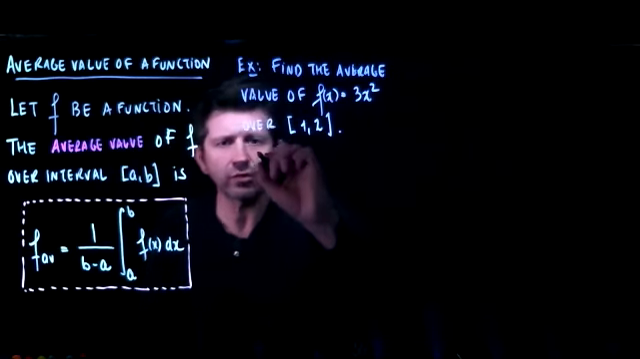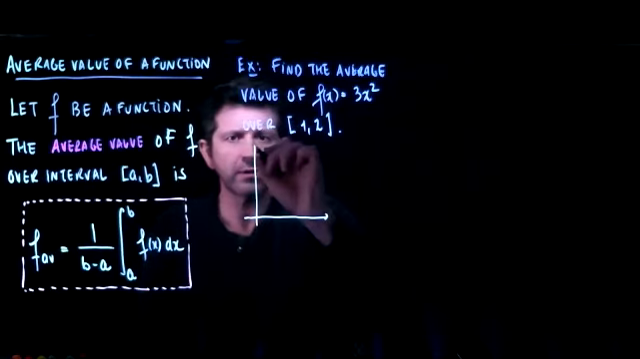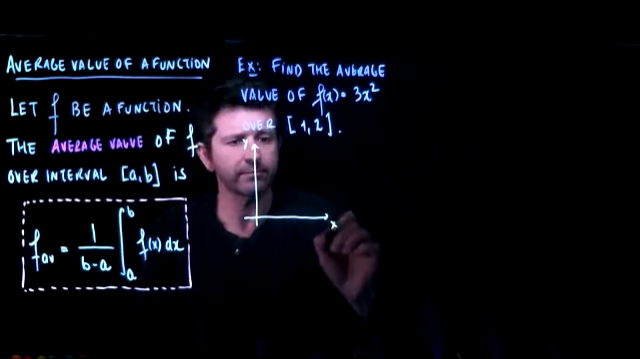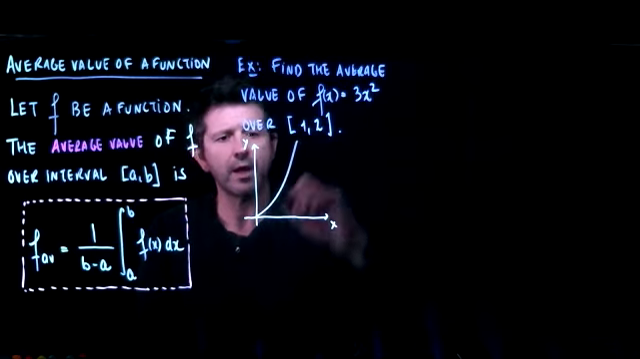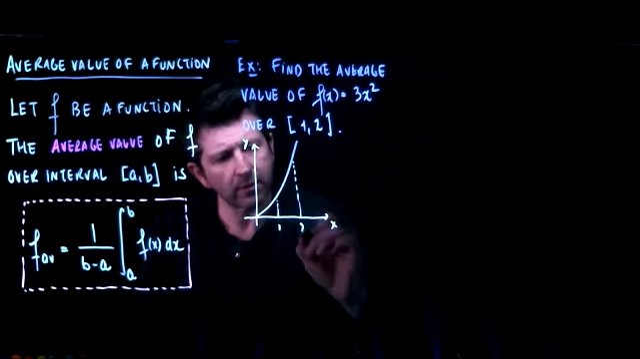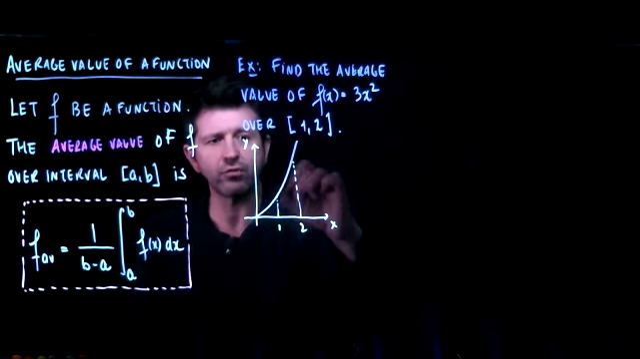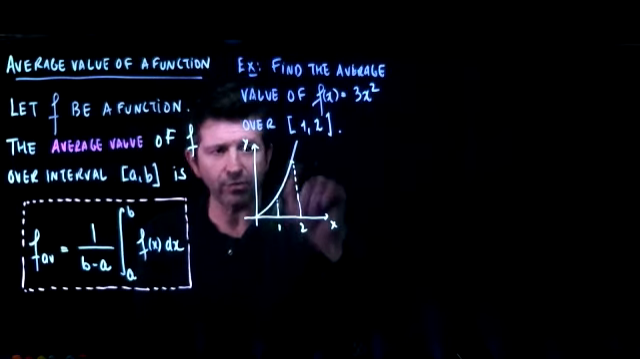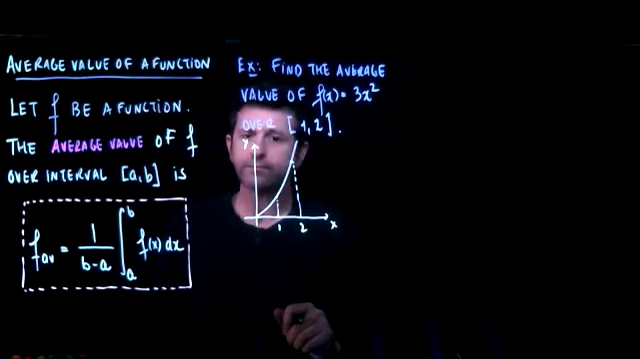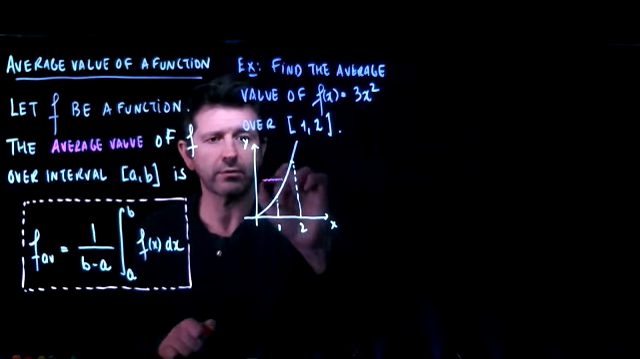Okay, so just to visualize what we're talking about here. The function is y equals 3x squared, so this is a pretty steep parabola. And between 1 and 2, I'm looking for the average. What's the average value of this function? If you could take all the values and find the average, what would it be? Okay, so it would be, I don't know, somewhere here.